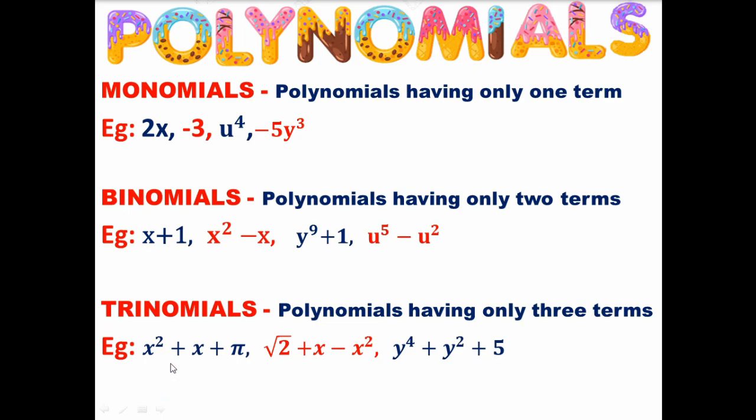So consider the polynomials that have three terms. The first polynomial has x square, x and pi connected using plus signs. Similarly, the other polynomials. Thus, polynomials having only three terms are called trinomials. So depending upon the terms in a polynomial, we name them as monomials, binomials or trinomials. And if the polynomial has more than three terms, then it's just a polynomial, right?